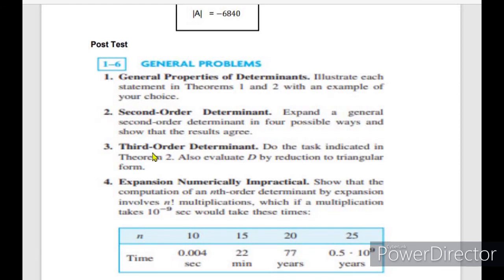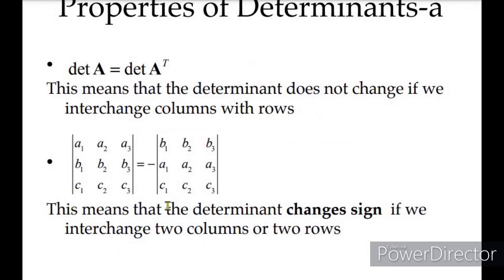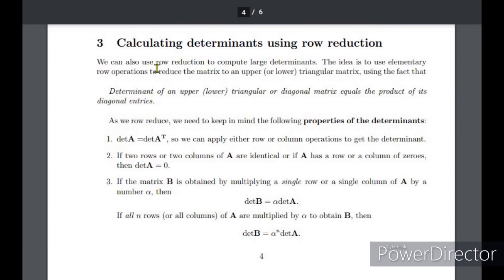Next, number 3, third order determinant. Do the task indicated in theorem 2. So what is theorem 2? This one: when you change two columns or two rows, you will change the sign of the determinant. So this is the one that you will do for that item.